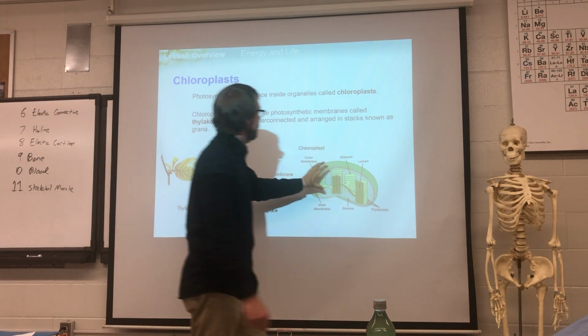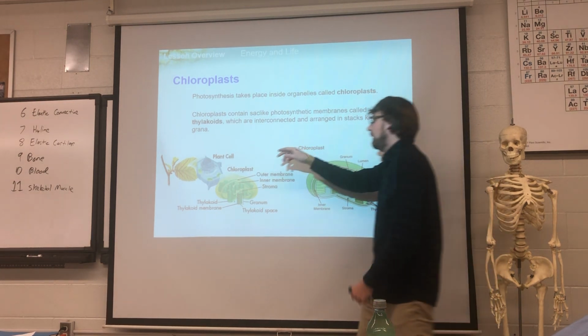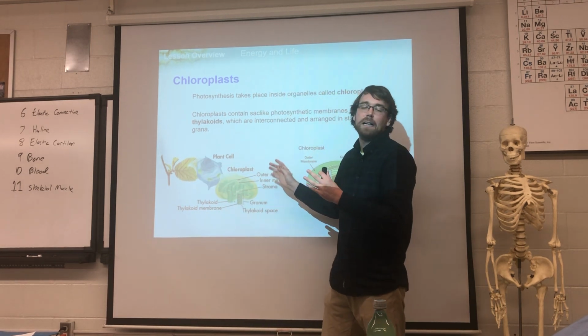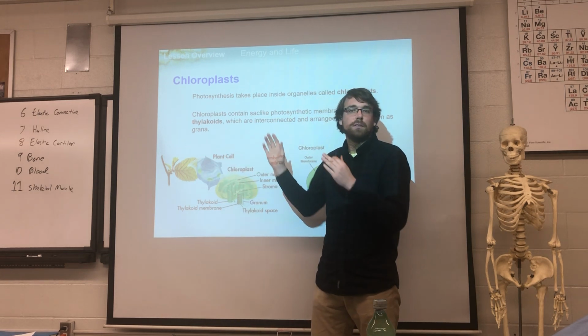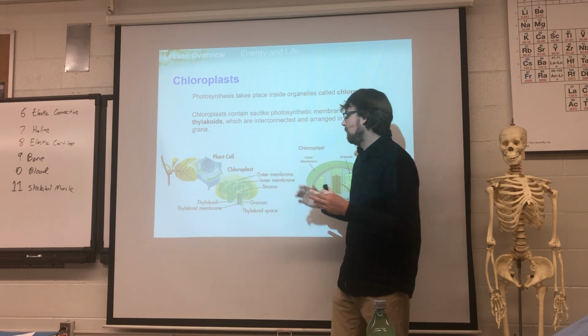So here we have a chloroplast. We are going to find chloroplasts inside of plant cells. More specifically, we'll really only find them in the leaves. We're only going to find them in the parts of plants that are green. If a part of a plant isn't green, we would not expect to find many chloroplasts.